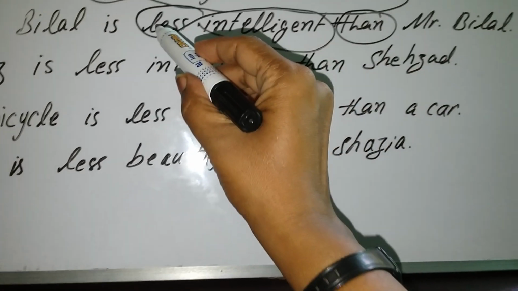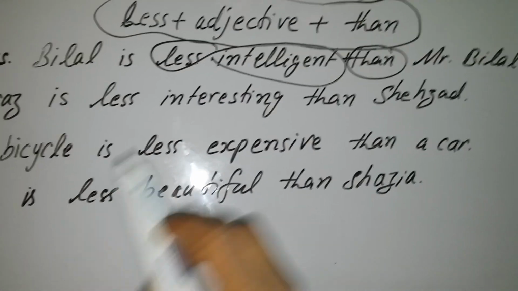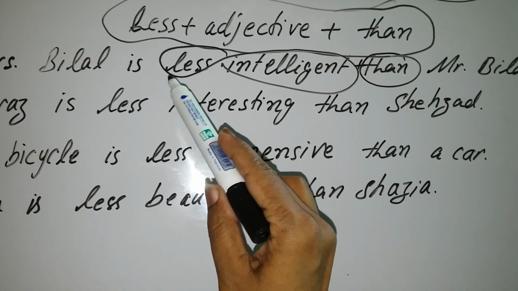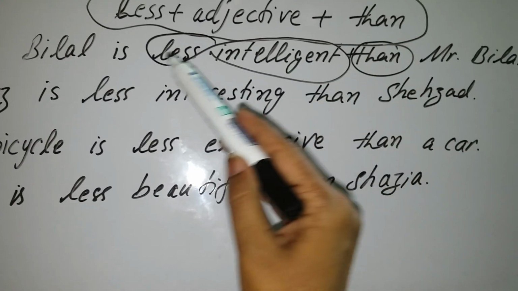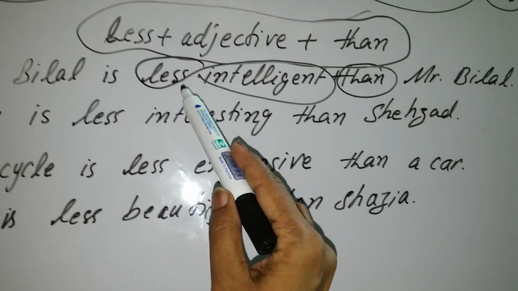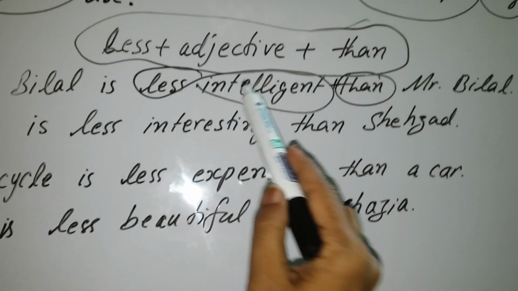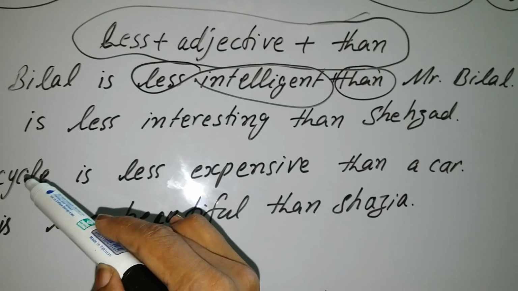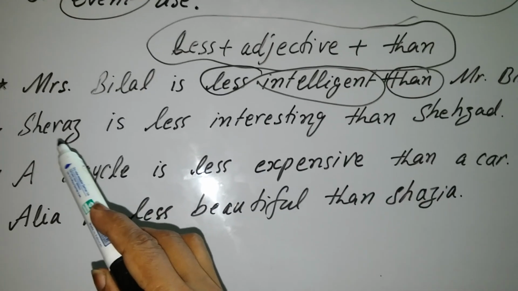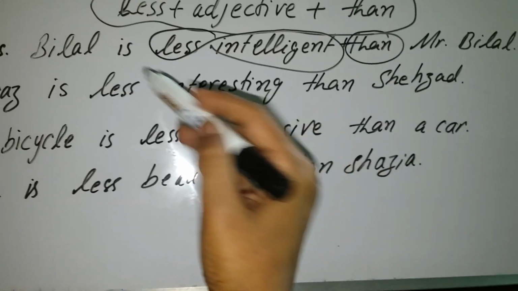Mr. Bilal is more intelligent than Mrs. Bilal. So, instead of more, if you want to convert this sentence, you can use less instead of more: Mrs. Bilal is less intelligent than Mr. Bilal. It means Mr. Bilal is more intelligent than Mrs. Bilal. Similarly, the next example: Shiraz is less interesting than Shehzad.